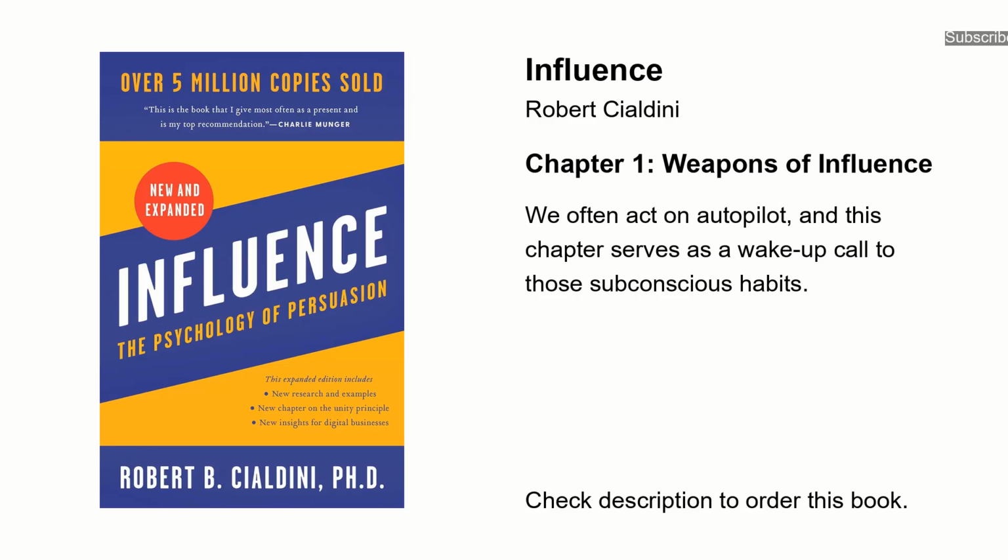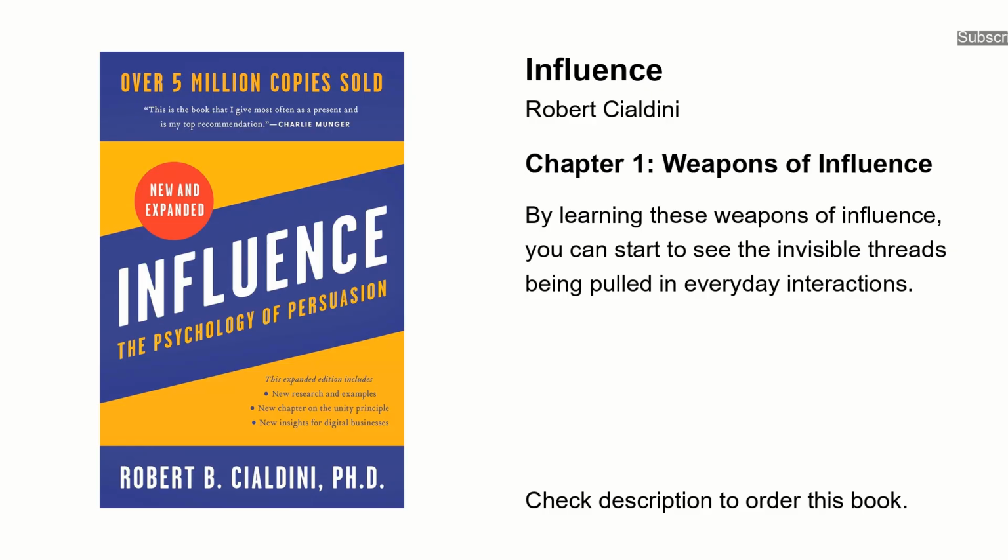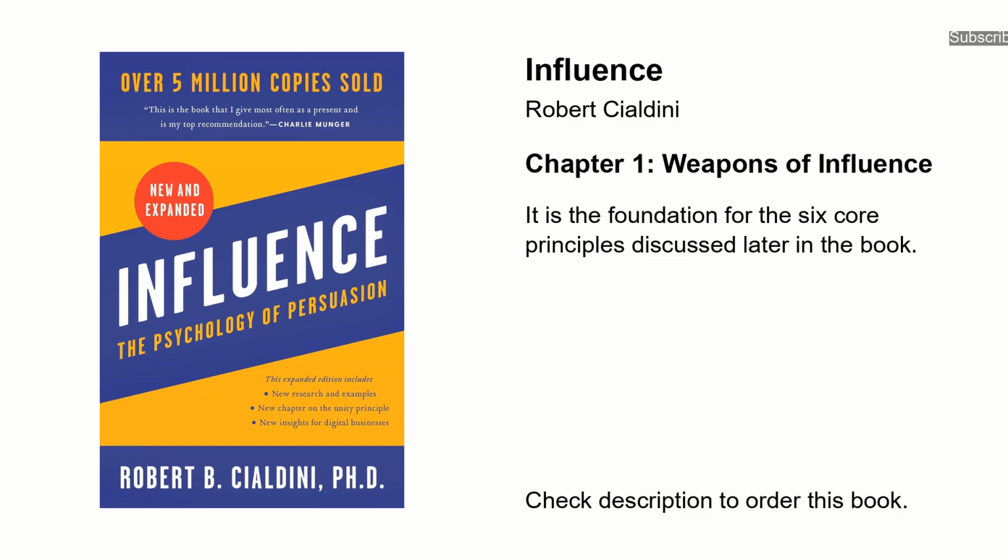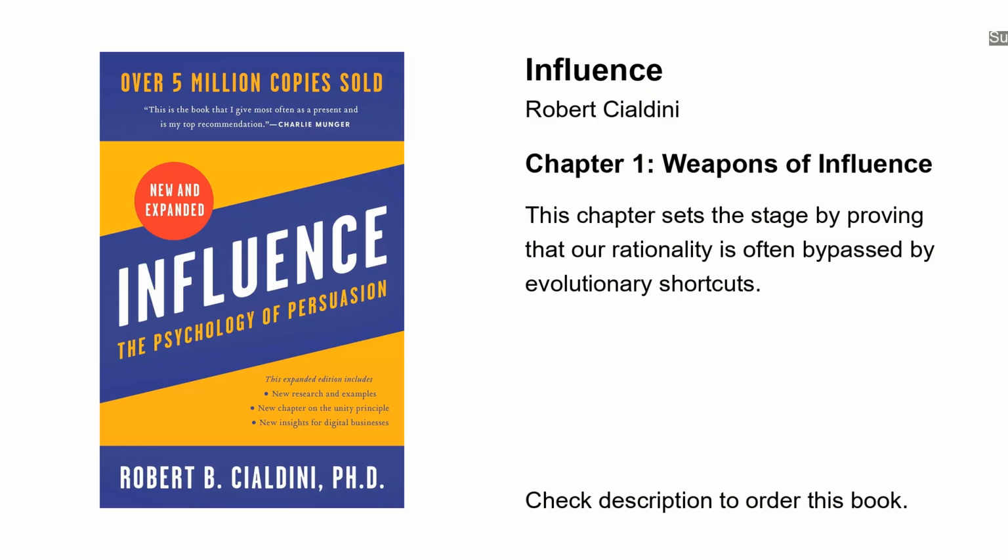We often act on autopilot, and this chapter serves as a wake-up call to those subconscious habits. By learning these weapons of influence, you can start to see the invisible threads being pulled in everyday interactions. It is the foundation for the 6 core principles discussed later in the book. This chapter sets the stage by proving that our rationality is often bypassed by evolutionary shortcuts.